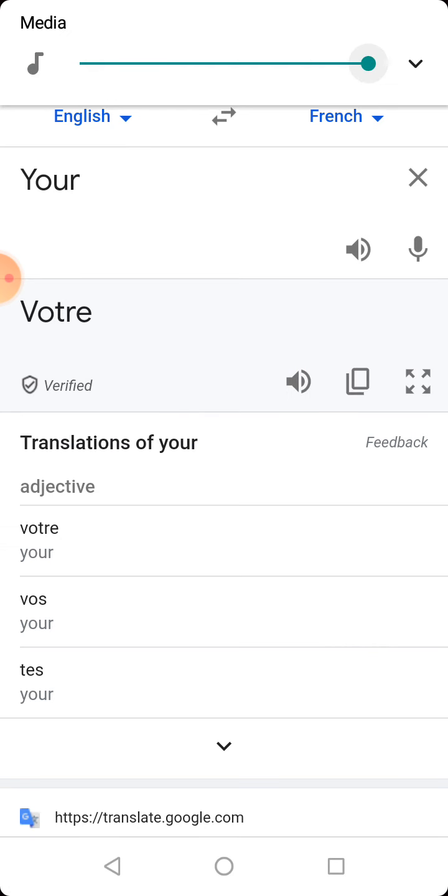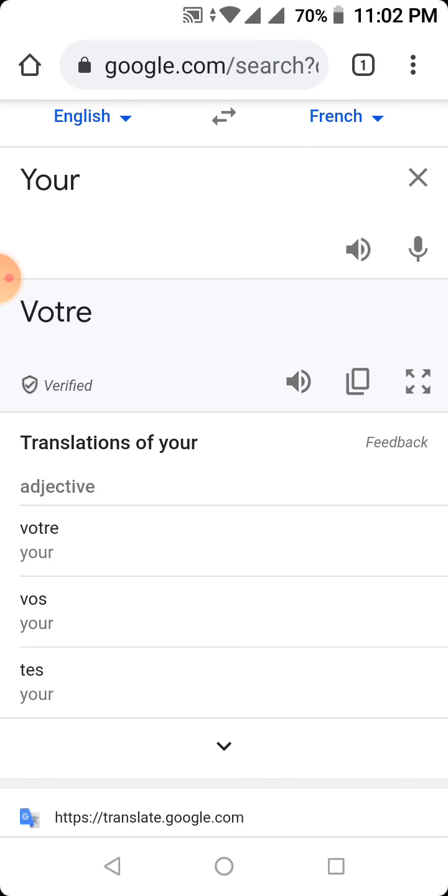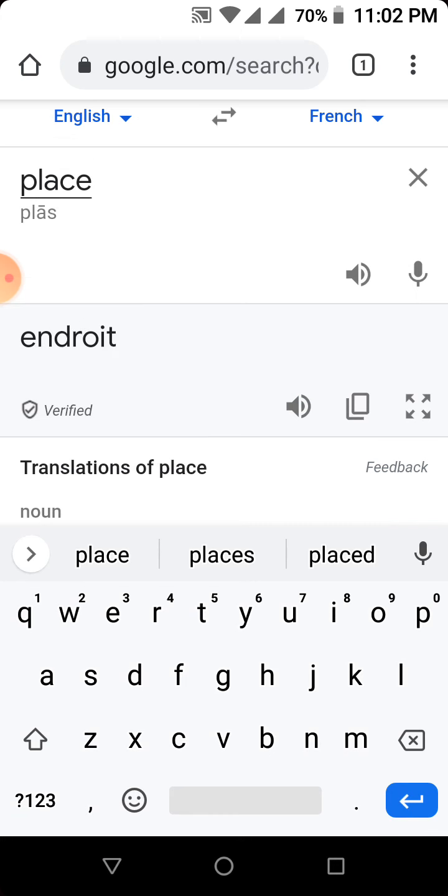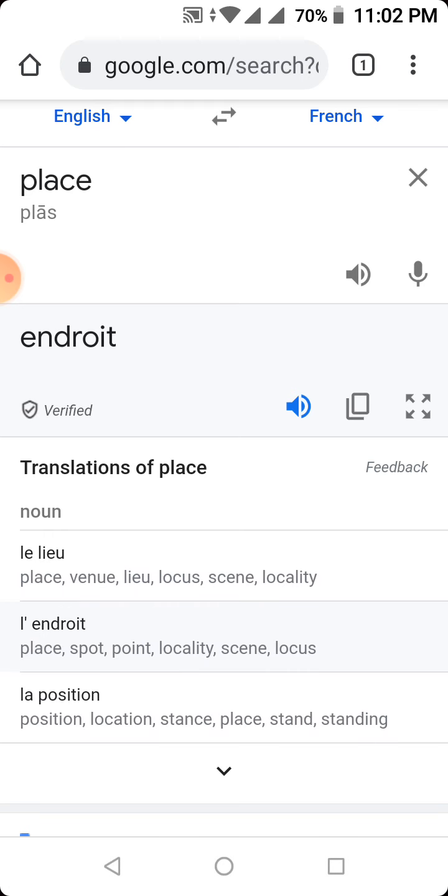So you can pronounce Votre as what. So saucy. So let's move on. Let's type place. I have here endroit. You can go ahead and listen to its pronunciation. Endroit. So it's very far from its spelling.